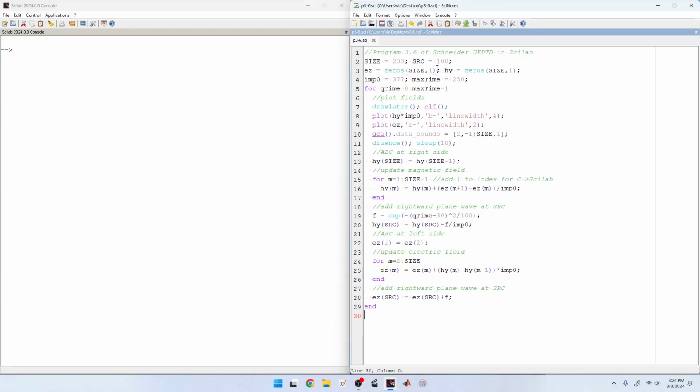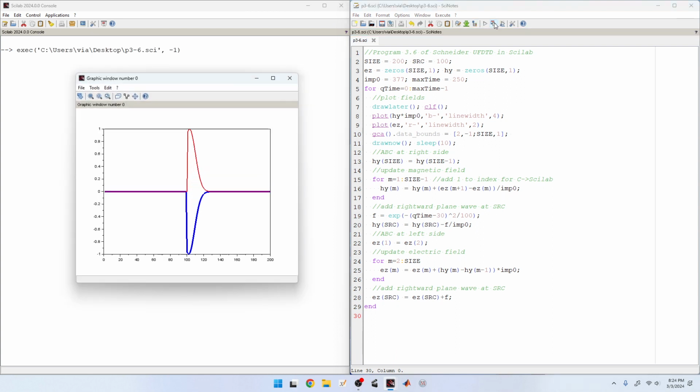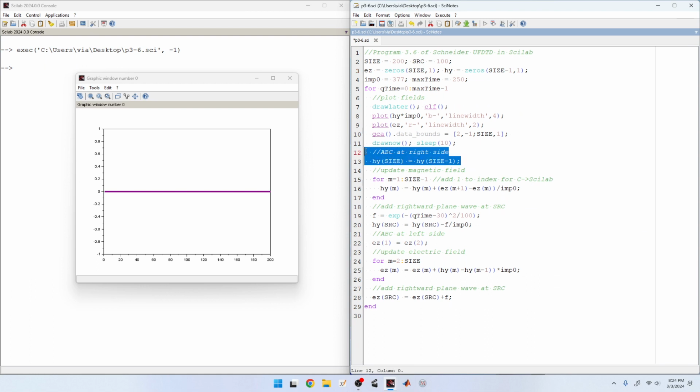So here's where we left off with our program. We were able to inject a plane wave moving only in one direction, and we have absorbing boundary conditions at the left and the right. Now we did the ones on the right in terms of the magnetic field. So let's come up here and have one fewer magnetic field sample. That means we're not going to have this absorbing boundary condition.